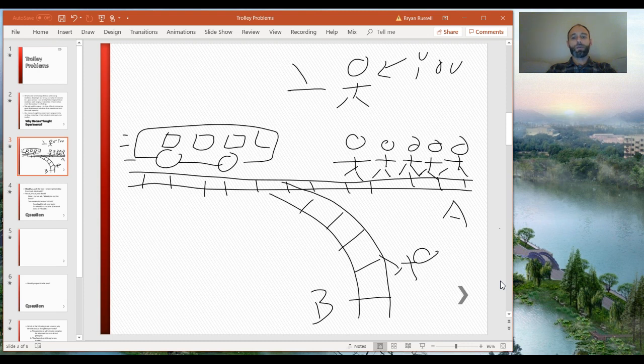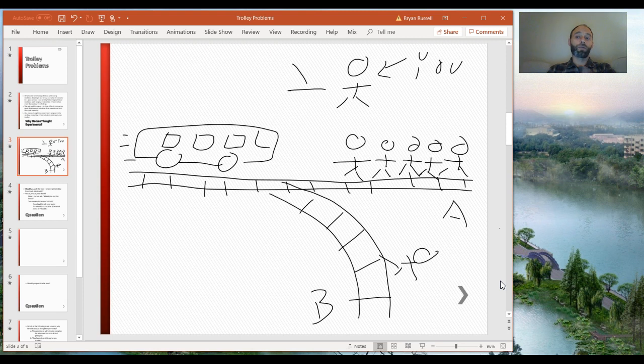Also, you don't know anything about any of the people on the track. They're just people to you. So whatever you think about people, these are just people on the track. You don't know any details about who they are or what they do. You know nothing. They're as distinct as these really poorly drawn stick figures are.